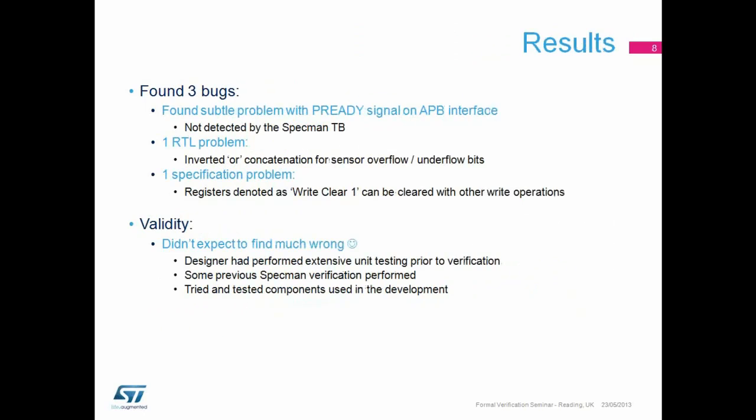Okay, so results. We found 3 bugs, including a very subtle problem on one of the APB signals, which incidentally we never did quite crack on the SpecMan test bench, which was interesting. We never did find the same thing, and we didn't quite get to the bottom of why. Actually, it's a good point. It's still an open point. We should try and nail down why we never found that with SpecMan.